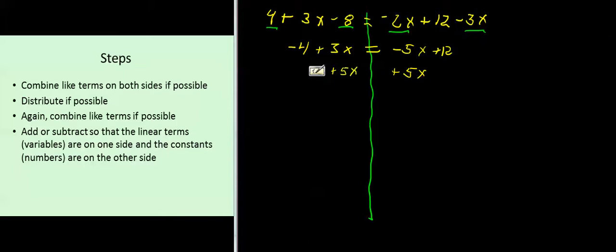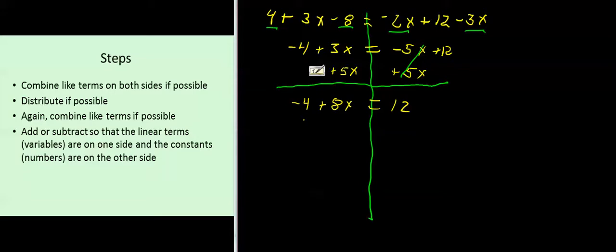And the reason is the negative 5x and the positive 5x cancel. I like to draw a line whenever I add or subtract. You don't have to, but it helps make your work easier to follow. These linear terms here canceled, and I have on the right 12. Here I have negative 4 plus 8x.